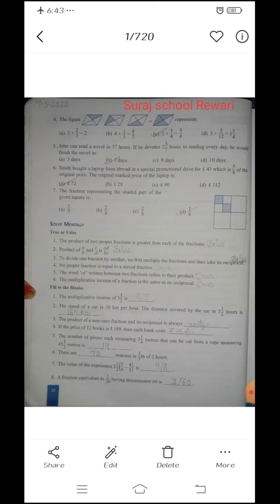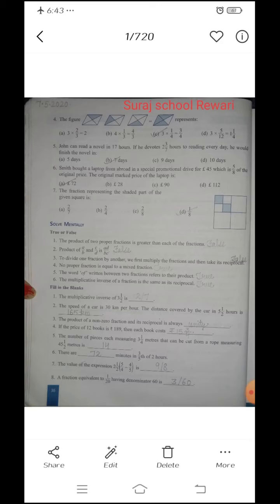Okay, now sixth question: Smith bought a laptop from abroad in a special promotional drive for 45, which is 5 upon 8 of the original price. The original marked price of the laptop is. Here the original marked price is not given, and we have 5 upon 8 of the original price. Take the original price as X, and then we get the answer 72. Option A is correct.